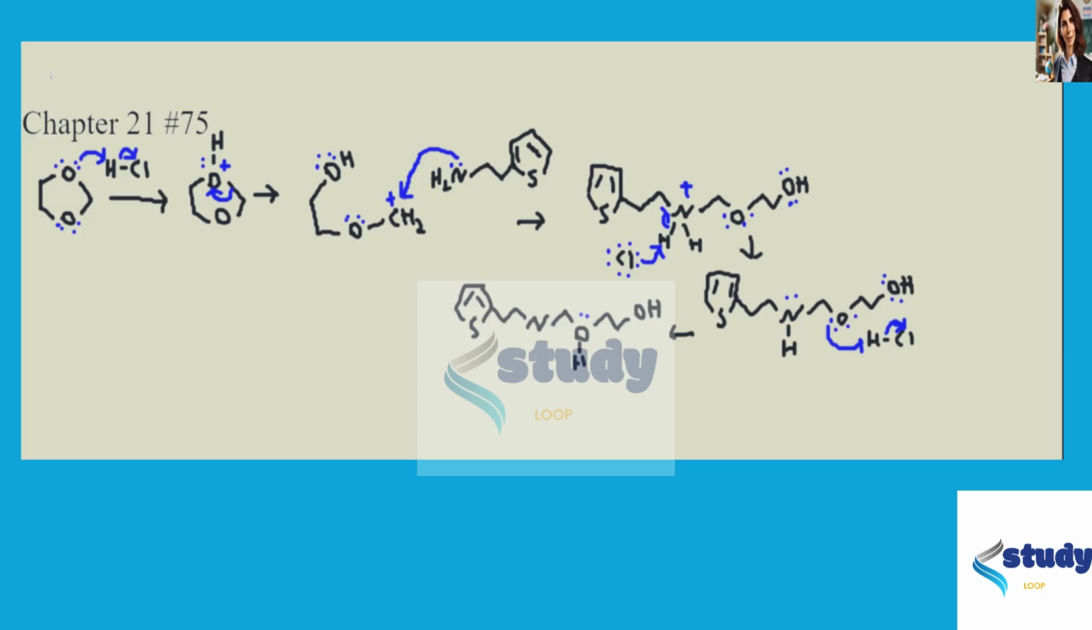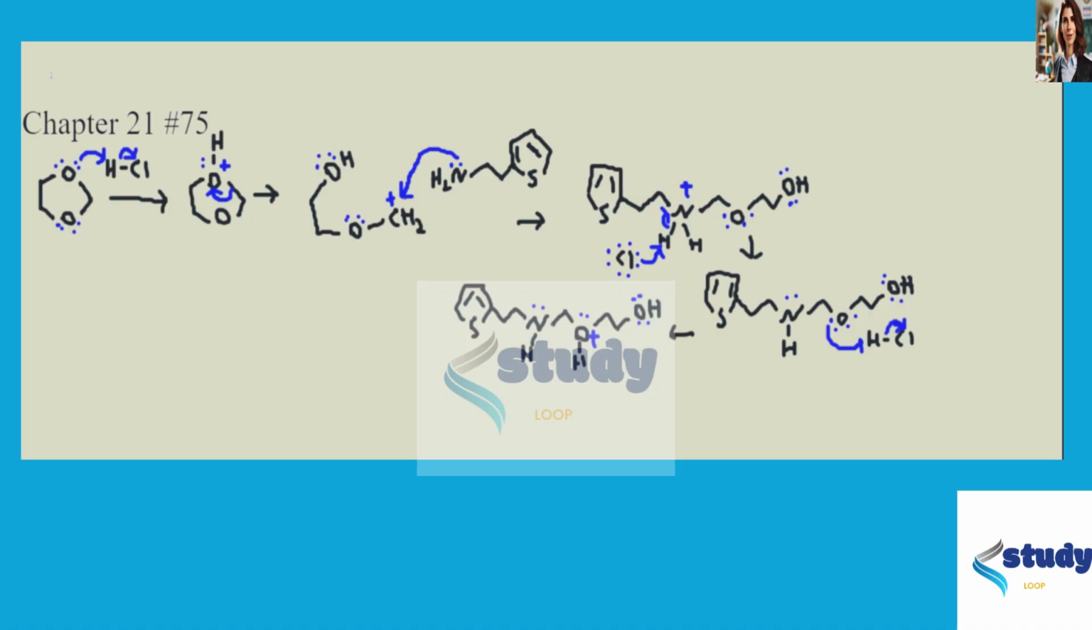So it's only going to have one lone pair. It's going to have a positive charge on it. So let's put that positive charge on this side. Okay, our nitrogen is still going to have a hydrogen on it that I omitted right there. Okay, so there we go.